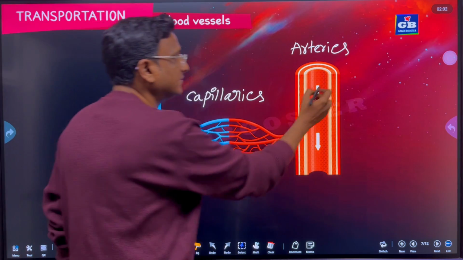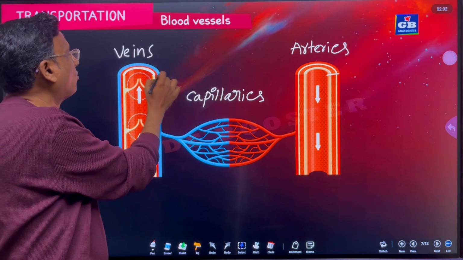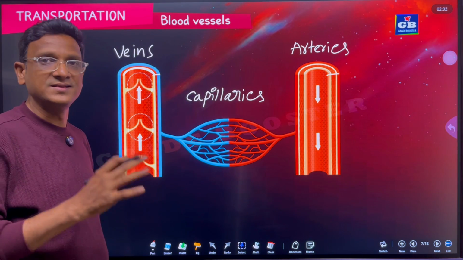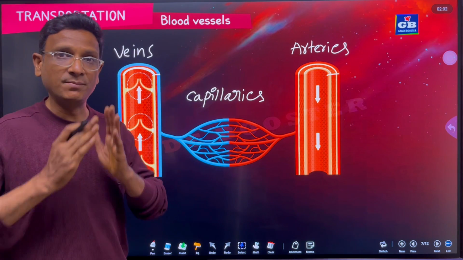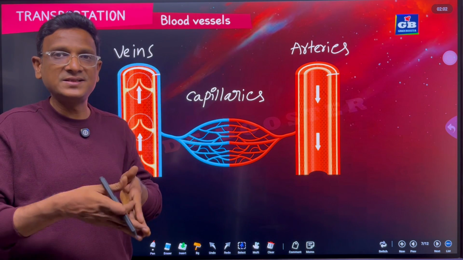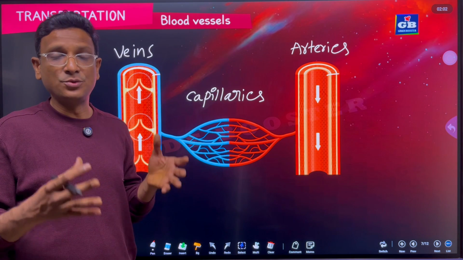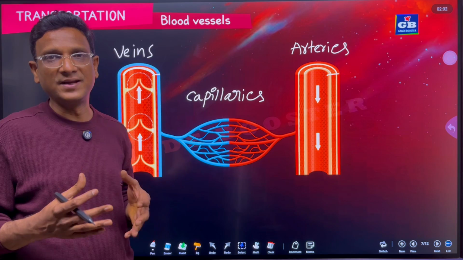Look at the wall thickness of veins and arteries. Veins are thin, arteries are thick. Do you know the reason? Because the heart pumps the blood into arteries first. So arteries get the blood from the heart, and there is more pressure. To resist that pressure, the arteries have thick walls, right?